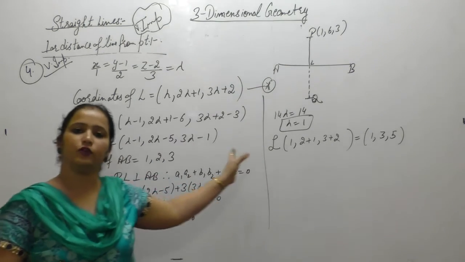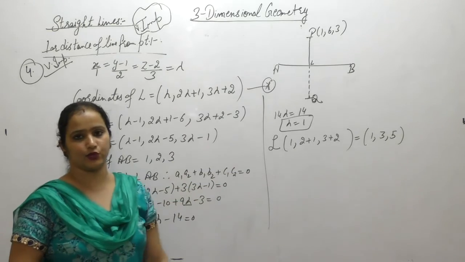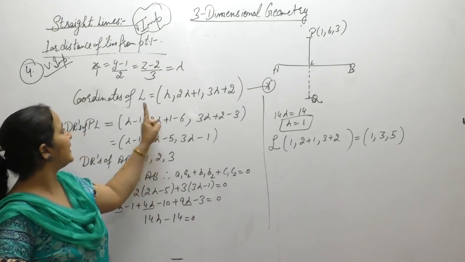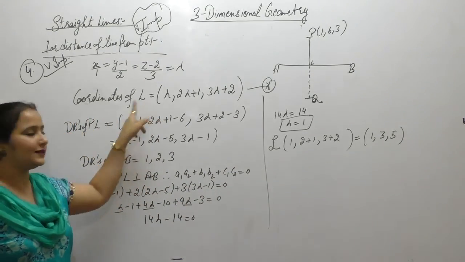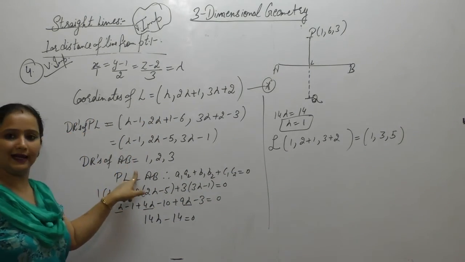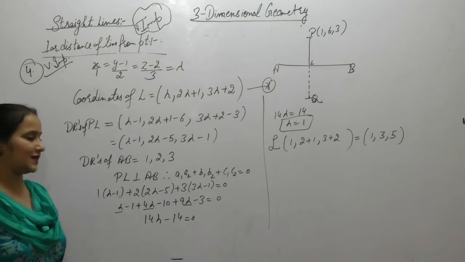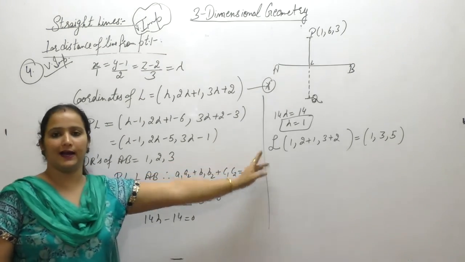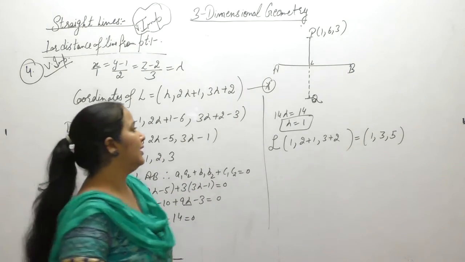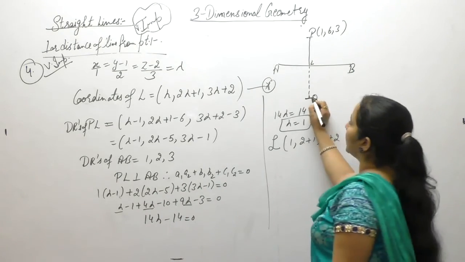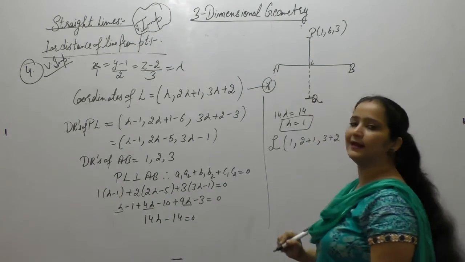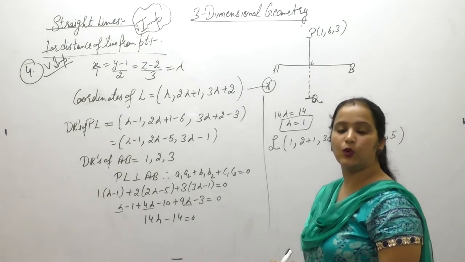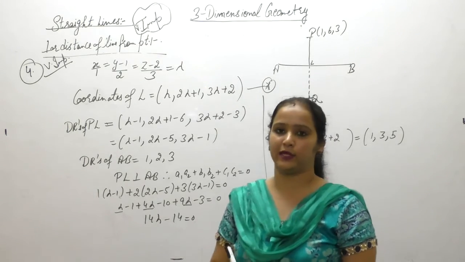Up to here we have done the same question as finding the foot of perpendicular. What did we do first? We took the coordinates of L, then the direction ratios of PL and AB. Since these two lines are perpendicular, we find the value of lambda and then the coordinates of L. Now we have to find the coordinates of Q, then the equation of line PQ and then the distance PQ.